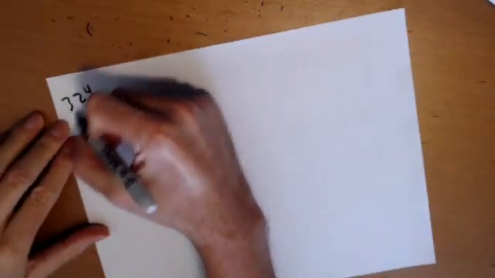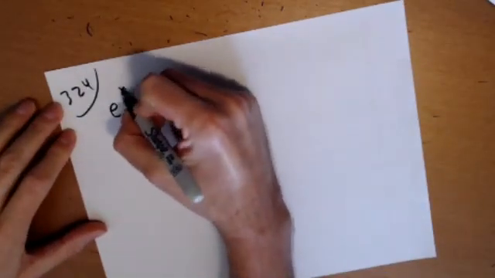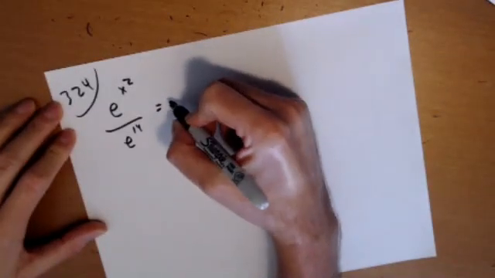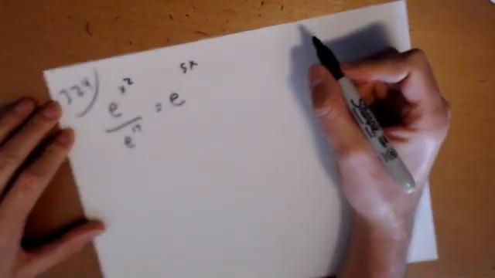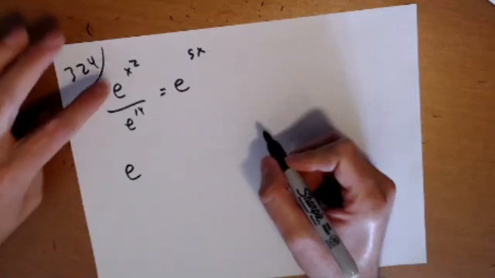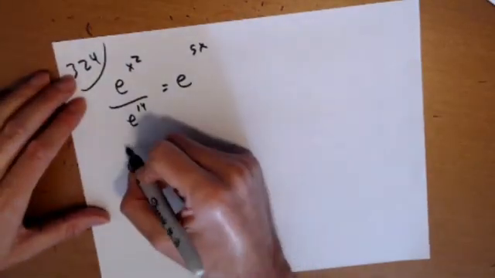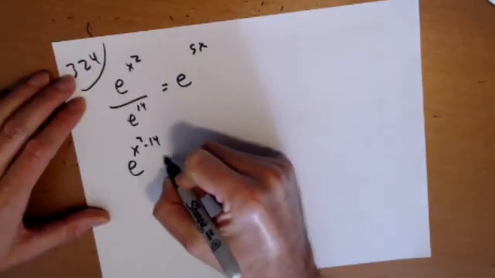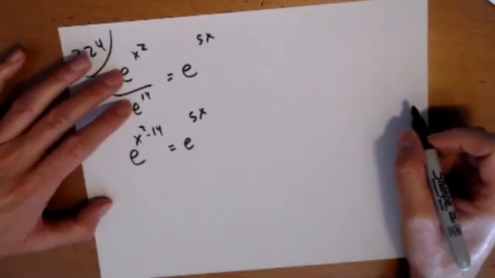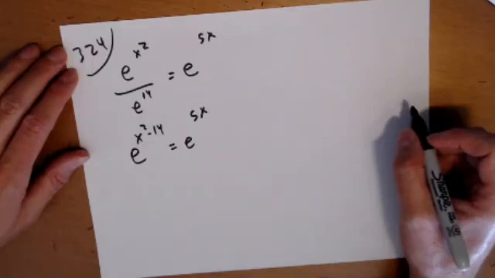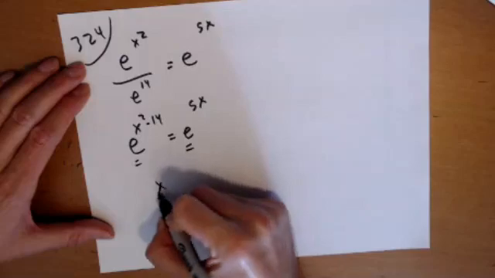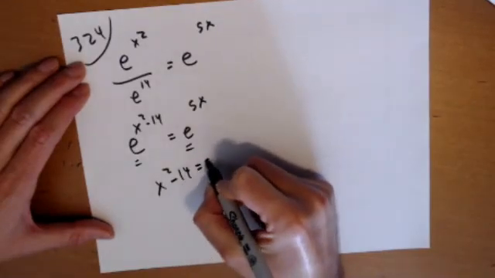324. E to the x squared over e to the 14 equals e to the 5x. E stuff over e stuff, let's just make it e to the, so that's on top, that's on bottom, so x squared minus 14 equals e to the 5x, right? Just using basic properties of exponents. And then now that the bases are the same, doesn't the stuff in the air have to be the same? X squared minus 14 must equal 5x.